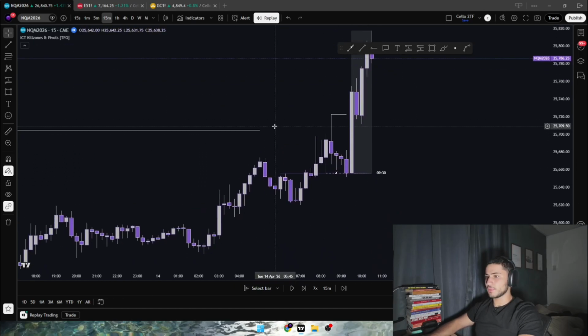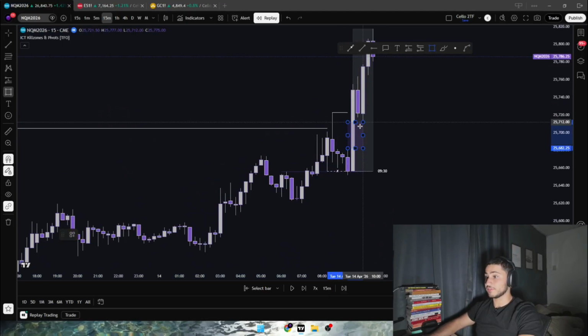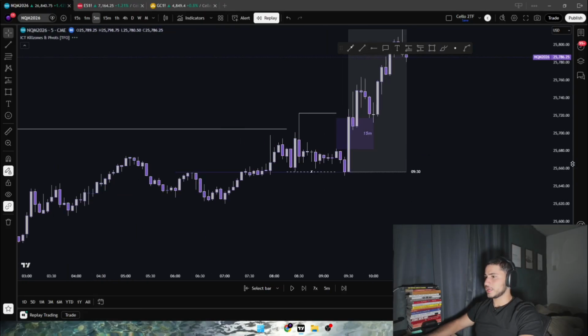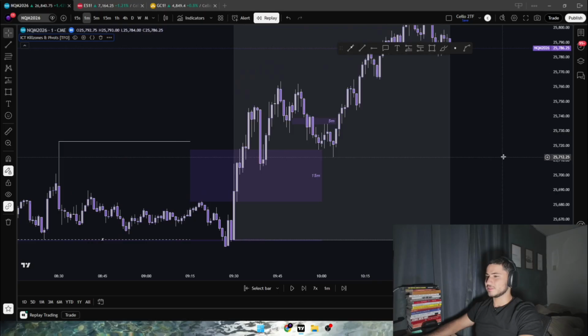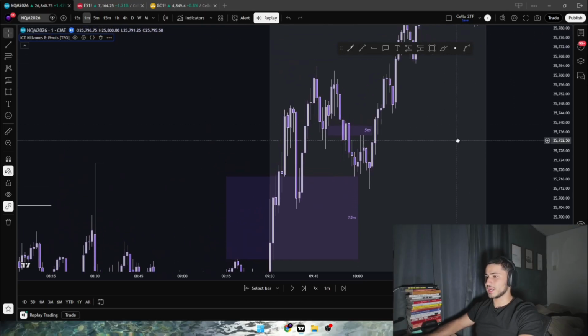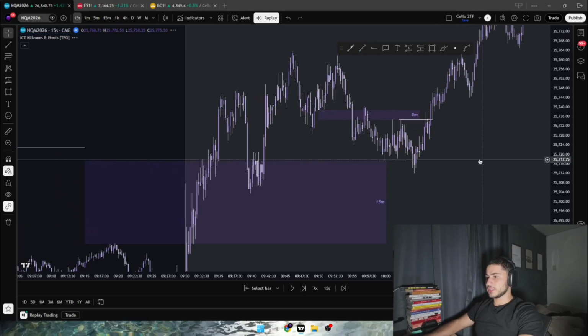And what do we do? We break above this rejection high right here, and we create a 50-minute gap, as we can see. I also did not take a trade here. It's very nice price action, but we already reached the weekly target, and I just wanted to be safe.